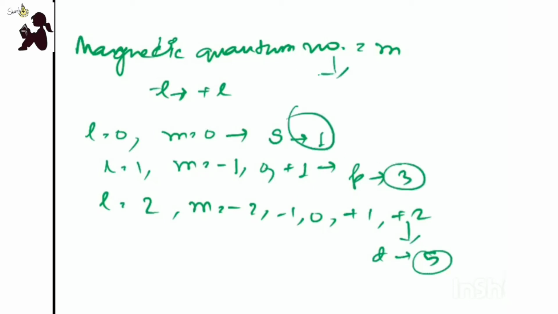Also, magnetic quantum number gives the orientation of the electron in space. Okay, now fourth is our spin quantum number.